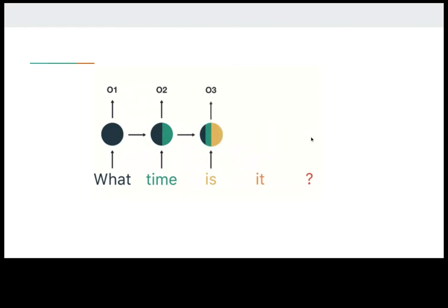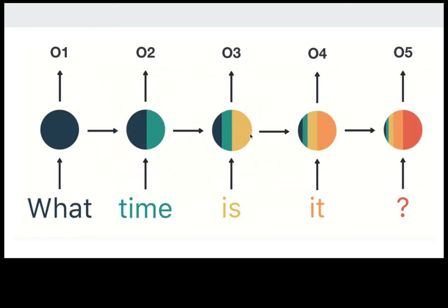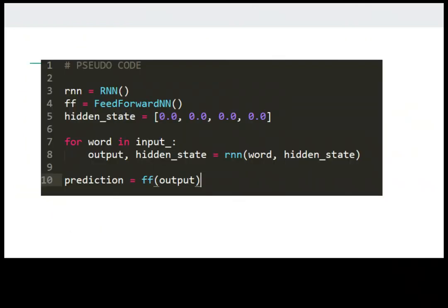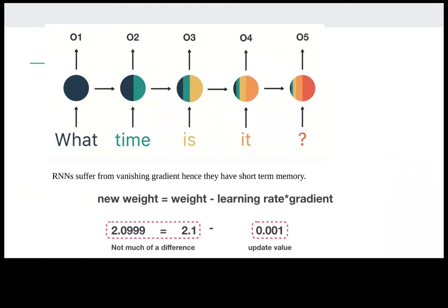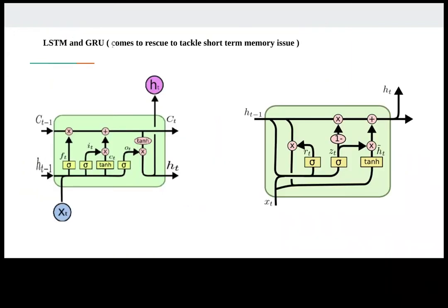As I said, the current one has the highest memory, and as you go next, the earlier information will be reduced. This is because of short term memory. We cannot keep the history of the historical data. So to avoid these issues, we are going to use the LSTM and GRU.